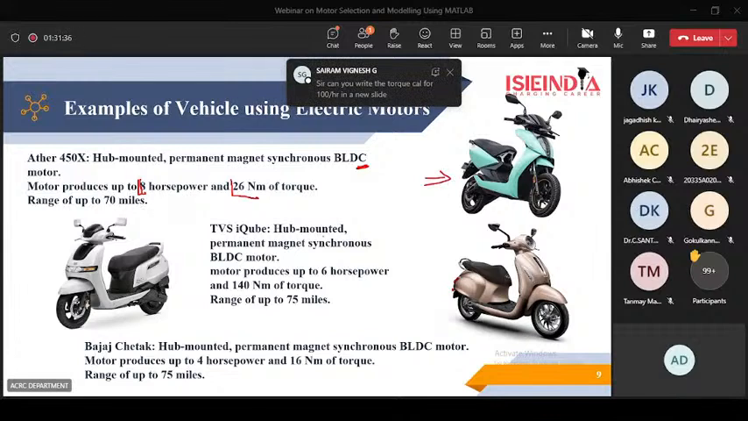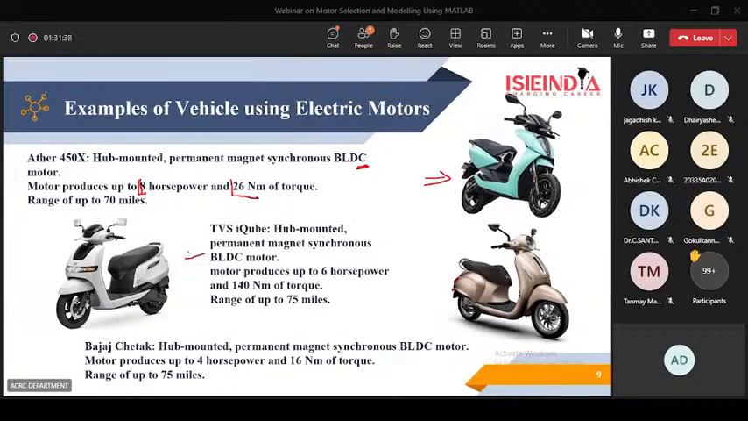This one is for the Ather, and this is the TVS iQube, and it is also using a BLDC motor, and the rating of this BLDC motor is 6 horsepower and 140 Newton meter, and they are providing a range of 75 miles. And the Bajaj Chetak is also a BLDC motor, so it is also delivering power rating as well as torque rating, which is mentioned here.